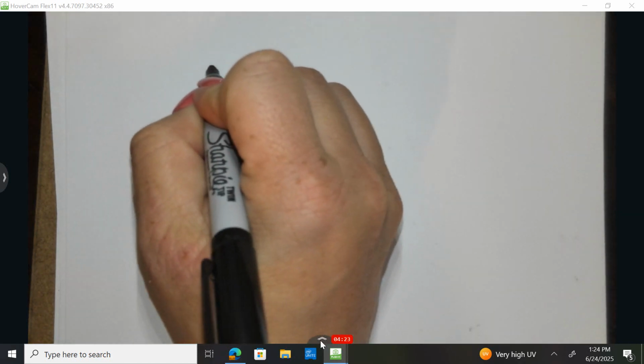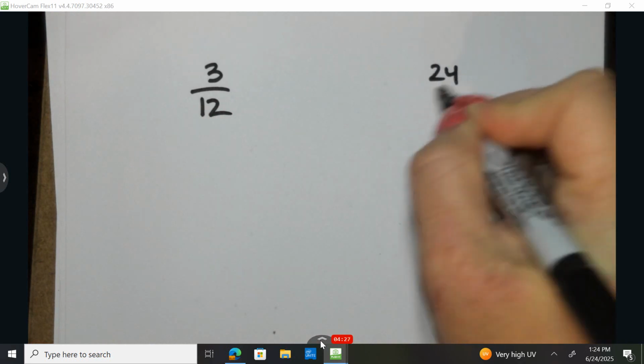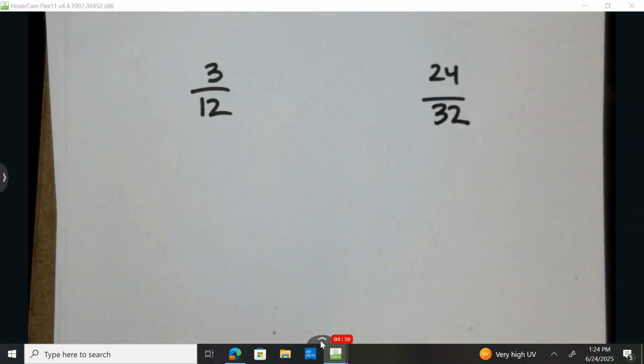All right, for this example, we're going to write down 3/12 and 24 over 32. If you're feeling confident, I want you to press pause, and I want you to identify the common factor that allows you to reduce the left fraction, and then do the same for the right fraction.